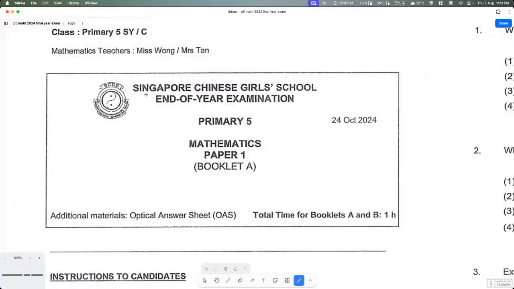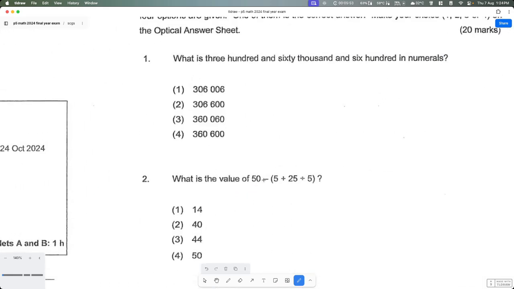In this video, we're going to go through the Singapore Chinese Girls' School End of Year Examination, Primary 5 Mathematics, Paper 1 Booklet A. So let's get started on the first question.